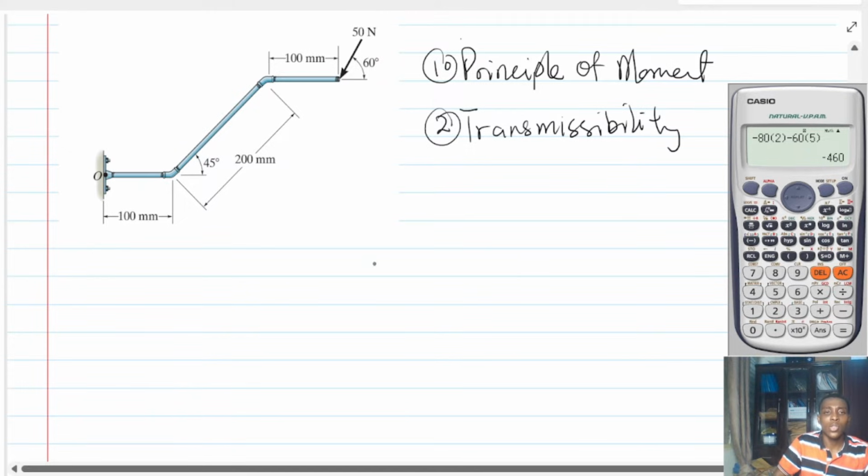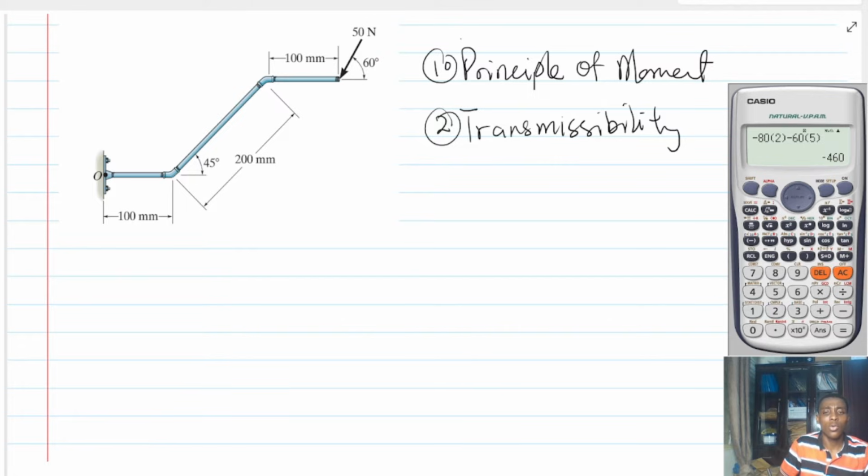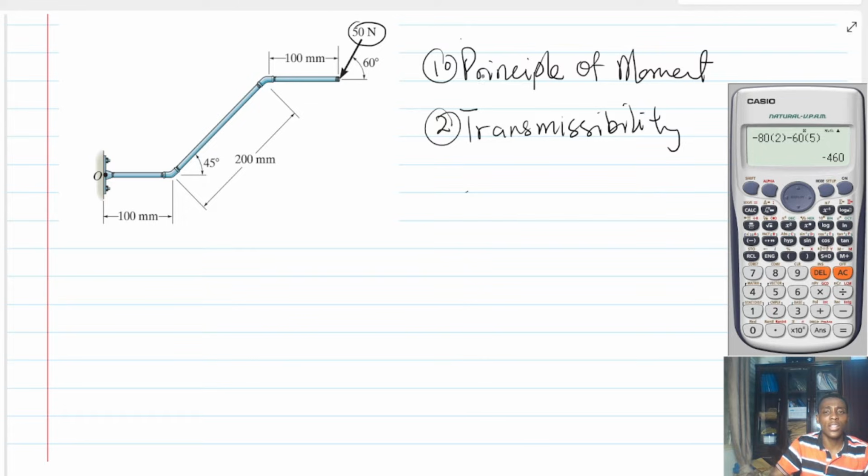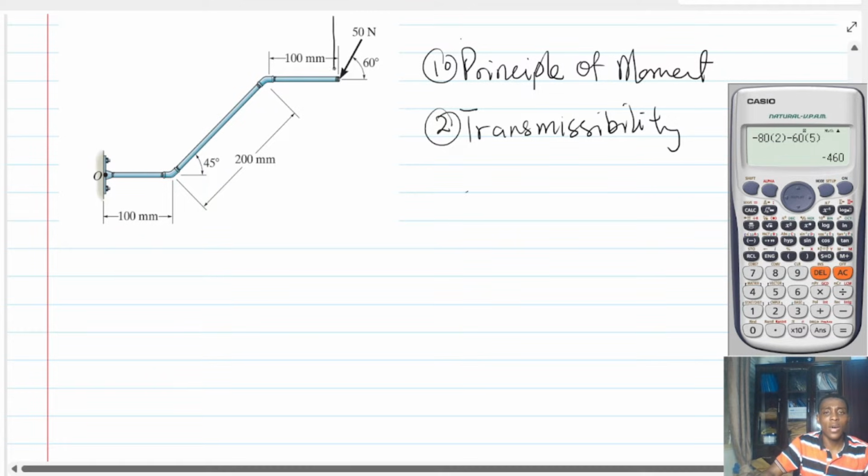Okay, so how can I find the moment of the 50 Newton force about O? How can I do that? Pretty much simple. This is what we will do. First of all, resolve the 50 Newton force into X and Y components, and that is the principle of moment. So if I resolve the 50 Newton force, I will get a Y component in this direction, and then I'll get an X component in this direction.